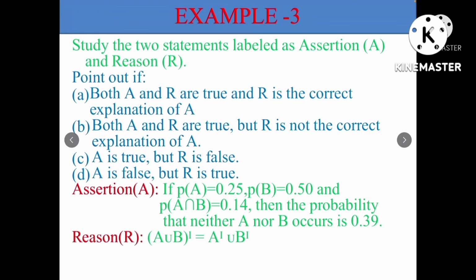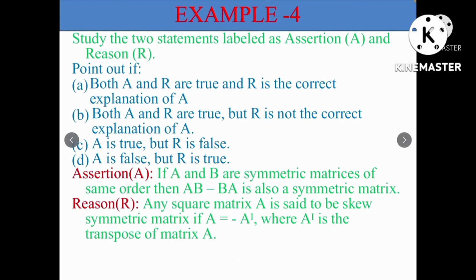Now the reason. It is given (A union B) complement is equal to A complement union B complement, which is false. This is not De Morgan's law actually. De Morgan's law is (A union B) complement is A complement intersection B complement. So here the assertion is true but R is false.